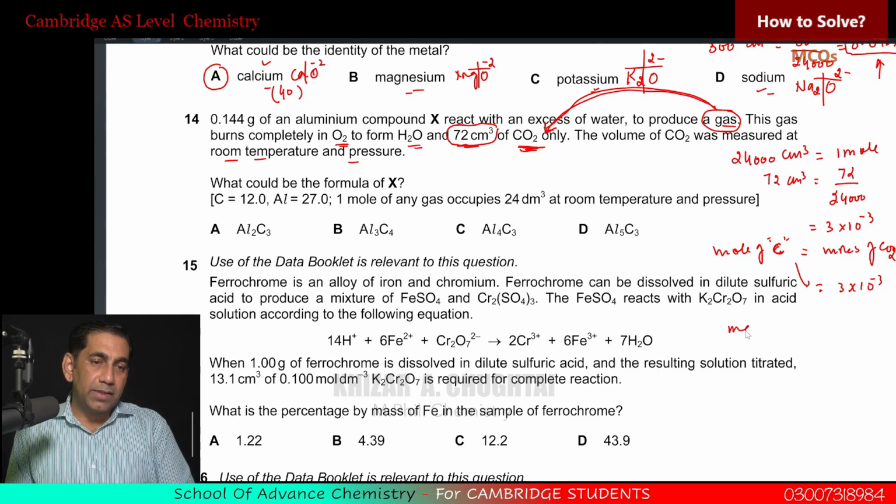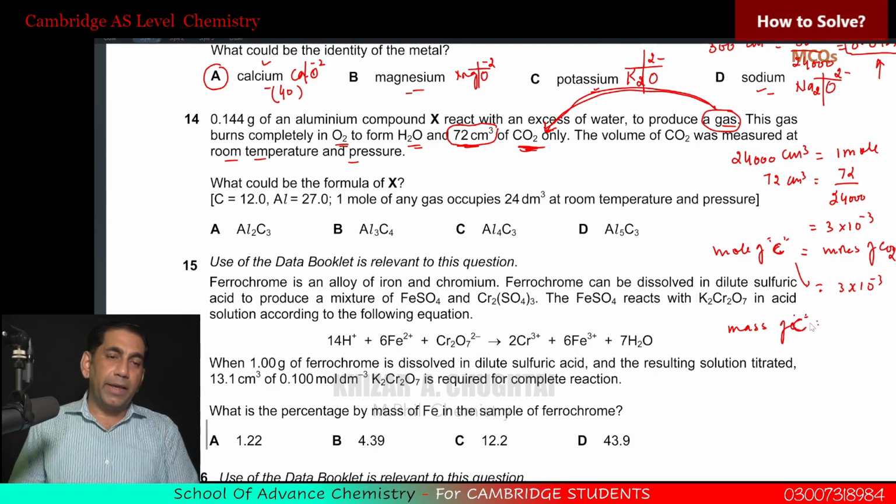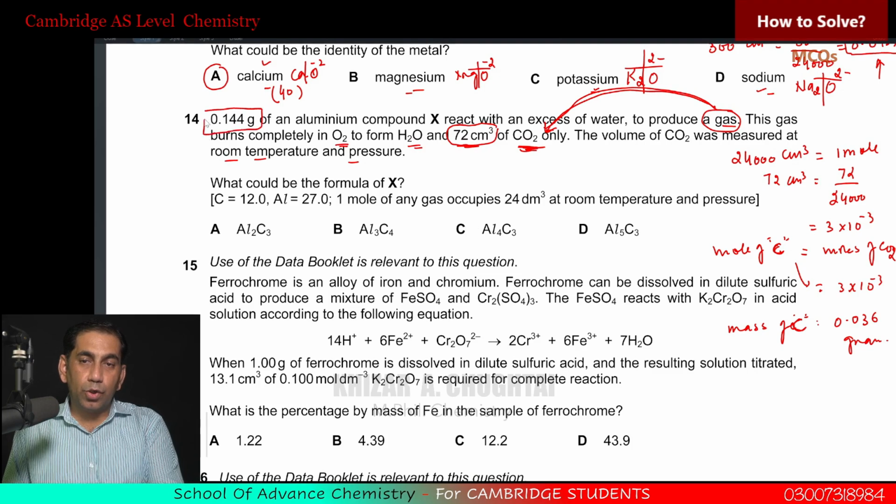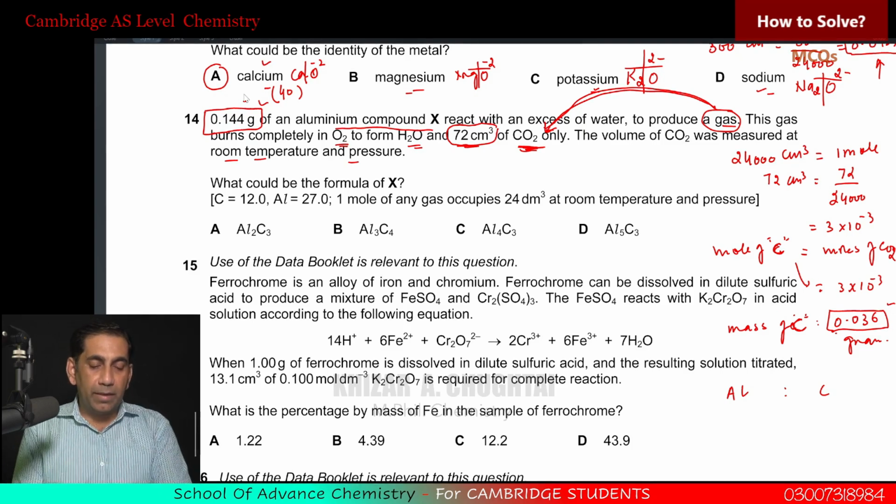And we can find the mass of carbon in this compound. So I'm going to multiply mole by its AR, which is equal to its mass, and the answer is 0.036 grams. So the total mass of compound is 0.144. This is the mass of carbon. So what will be the mass of aluminium? This is the total mass of aluminium compound, and this is the mass of carbon in this compound. What will be the remaining mass?